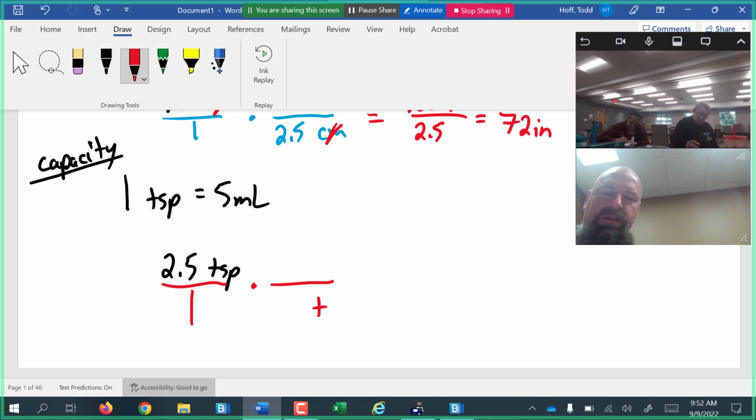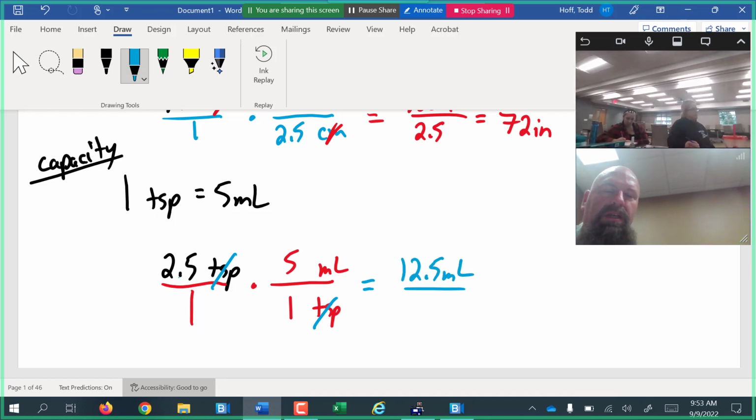So teaspoons would go on bottom, so they cancel out. Milliliters on top. 1 teaspoon is 5 milliliters. The teaspoons cancel. 2.5 times 5 milliliters is 12.5 milliliters. And on bottom, 1 times 1 is 1, so that is just 12.5 milliliters.